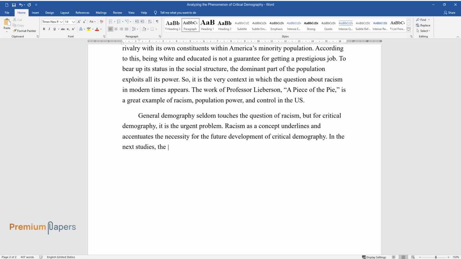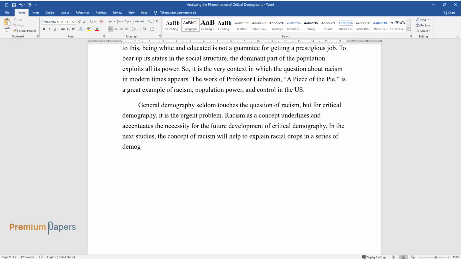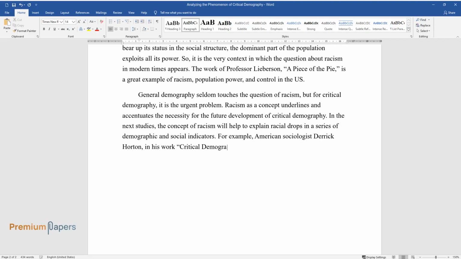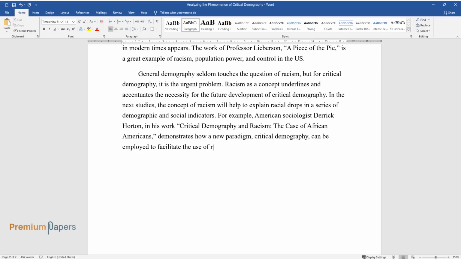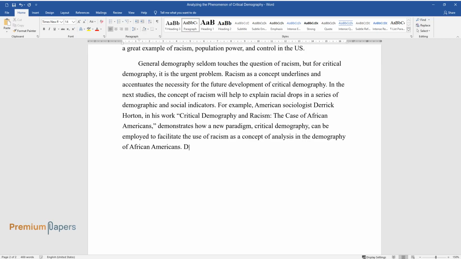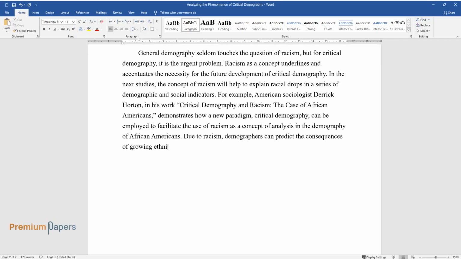In the next studies, the concept of racism will help to explain racial drops in a series of demographic and social indicators. For example, American sociologist Derrick Horton, in his work Critical Demography and Racism: The Case of African Americans, demonstrates how a new paradigm, critical demography, can be employed to facilitate the use of racism as a concept of analysis in the demography of African Americans. Due to racism, demographers can predict the consequences of growing ethnic and racial diversity in the second half of the 21st century.